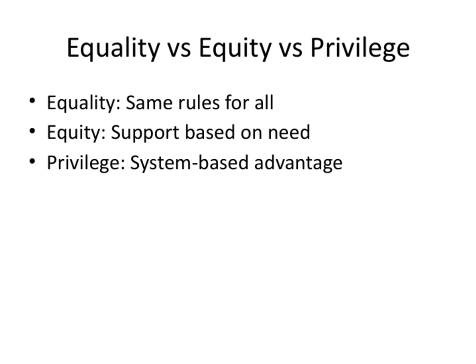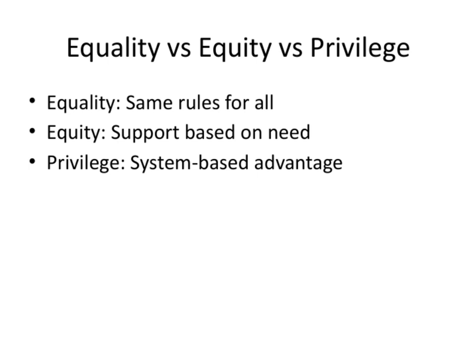So, instead of a one-size-fits-all approach, we recognize that some people might need more help to reach the same level as others. Privilege, on the other hand, refers to systemic advantages that some groups have simply because of how society is structured. It's not about individual effort, but about benefits that are built into the system itself.